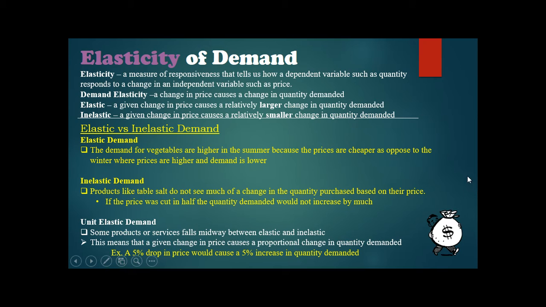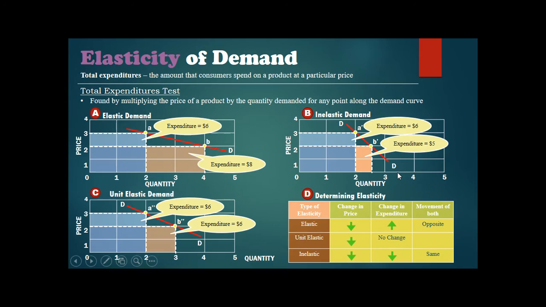Unit elastic is mostly going to be a theoretical concept. We're not actually going to have perfectly proportional unit elastic things. It's going to be some measure of elastic or inelastic, but for practical purposes, you can think of unit elastic as being sort of in the middle, right? Sort of close to the middle here. So we're going to use the total expenditures test.